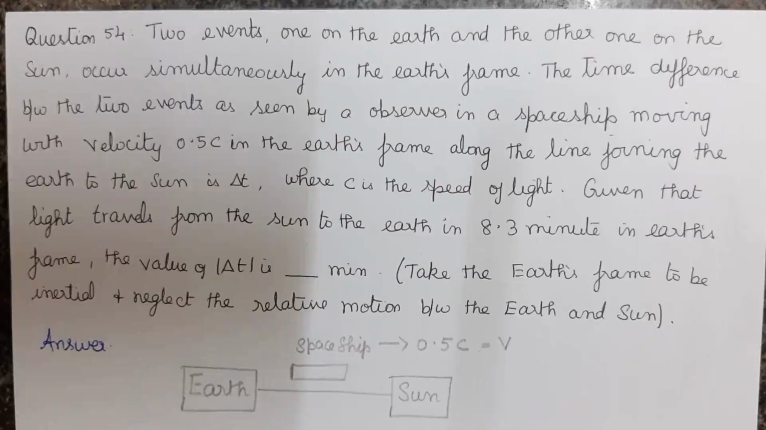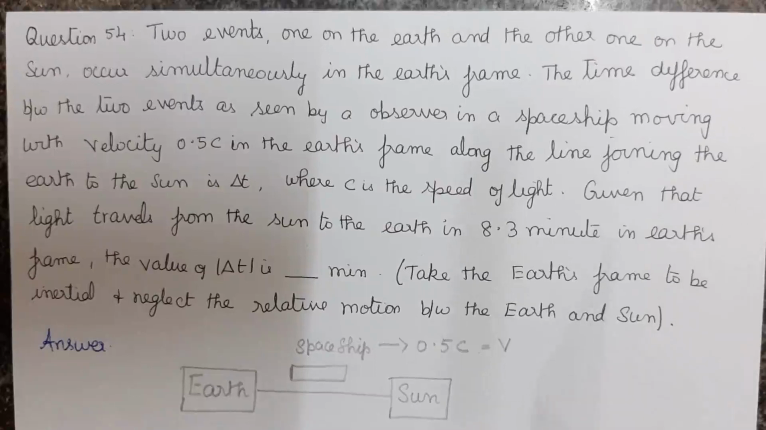So in this question they have given two events that occur on the earth and the sun. Both events occur simultaneously, and these events are being watched by an observer in a spaceship that is moving with the velocity of 0.5c. Also, the spaceship is moving along the line joining the earth to the sun. They have given that light travels from the sun to the earth in a time of 8.3 minutes, and they have asked us to find the value of delta t in minutes.